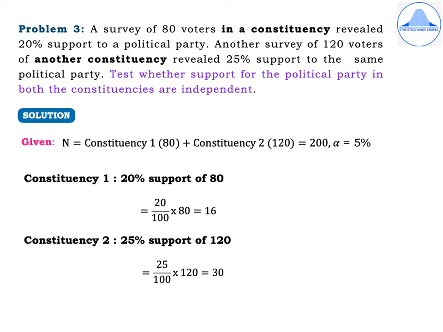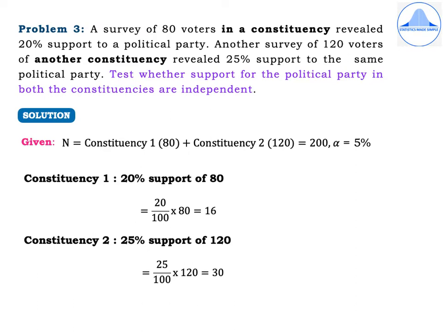With the solution, let us first find out what is capital N. So if we go to the problem, we realize that there are two constituencies. I'll call them as constituency 1 and constituency 2. So capital N will be equal to the total number of voters in constituency 1 and constituency 2. So in constituency 1 there are 80 voters and in constituency 2 there are 120 voters. So totally we have capital N as 200. And again here alpha is 5%.